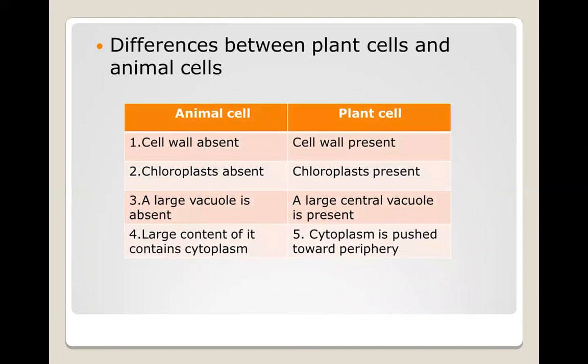In animal cells, the cell wall is absent, but in plant cells, the cell wall is present. Chloroplasts are absent in animal cells, but in plant cells, chloroplasts are present. A large vacuole is absent in animal cells, but in plant cells, a large vacuole is present. And in animal cells, the cytoplasm fills the cell, and in plant cells, the cytoplasm is pushed towards the periphery. And these are the differences between plant cells and animal cells.